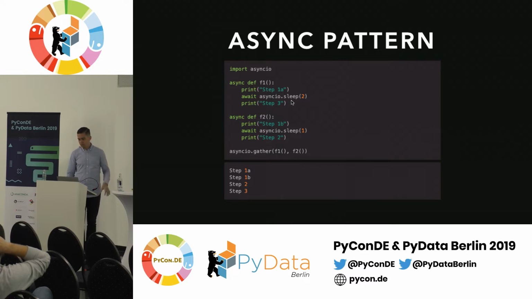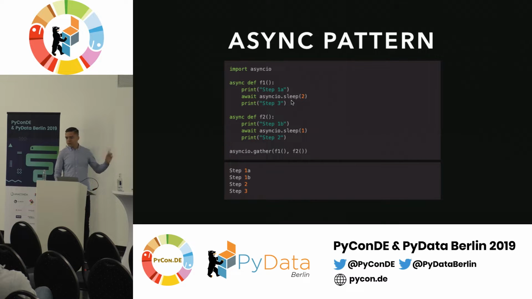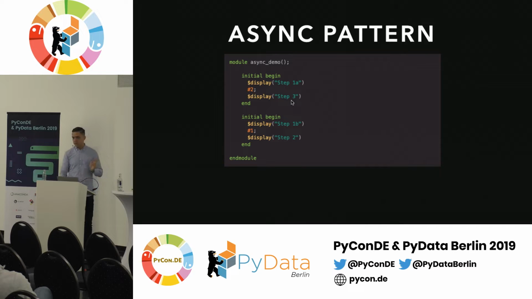And if we run this, we get the order of events we expect, steps 1A and 1B, which I'm not sure async IO deterministically would set 1A and 1B to always go in that order. It may or may not, but certainly the 1s, then 2, then 3.